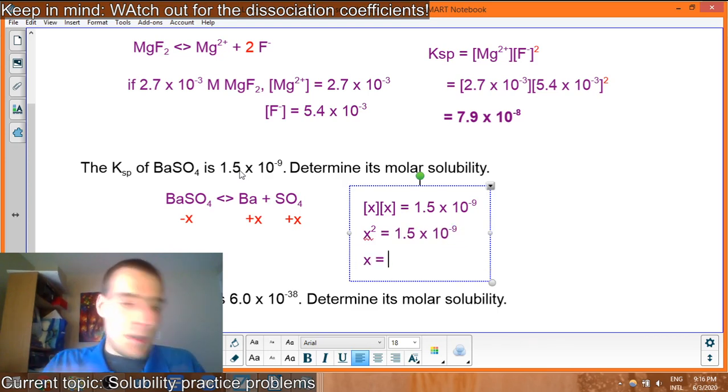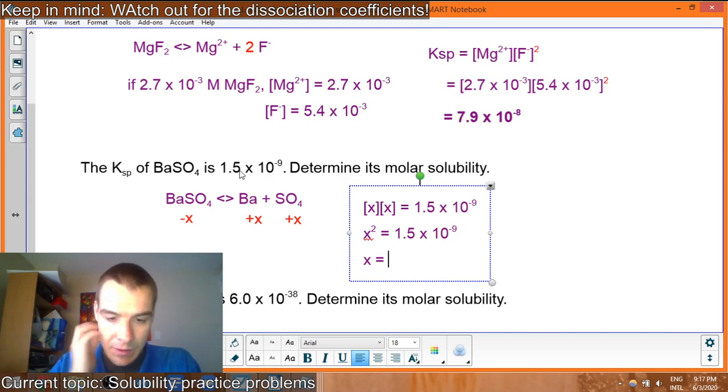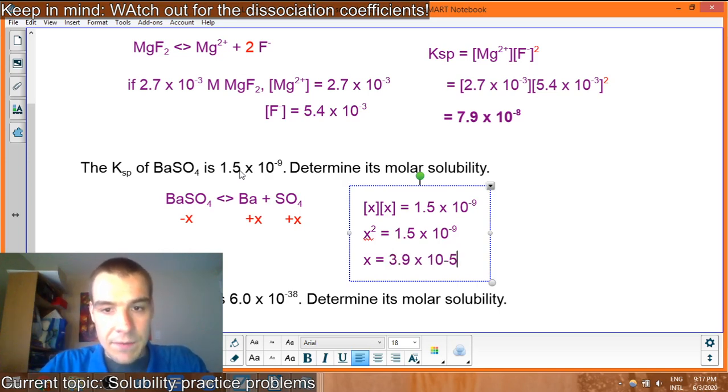And so x is the square root of that number. So the square root of 1.5 times 10 to the negative 9. Ooh, something went weird there. Negative 9, there we go. 3.9 times 10 to the negative 5. And that's in moles per liter, right? There's the little square brackets, so this actually does have a unit. It's moles per liter. Oh, that's big. I should make that small.